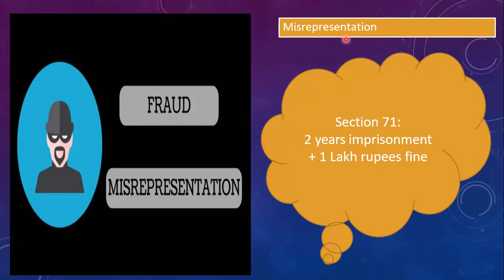So anybody making any misrepresentation, meaning anybody trying to suppress any material fact from the controller of the certifying authority for obtaining any license for a digital signature certificate, is punished under Section 71.